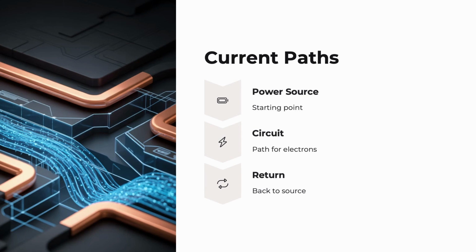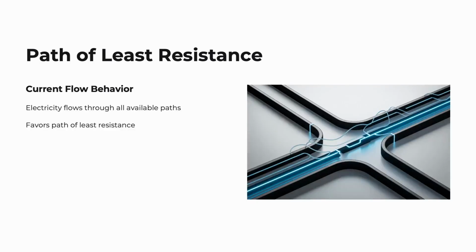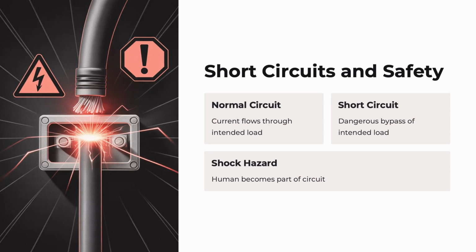Now, in the real world, electricity doesn't always flow a perfect path. Current will flow through any available conducting path, not just the one you designed, and it will favor the path of least resistance. When electricity finds a shortcut, say a wire accidentally touching another or an exposed conductor. This is what is called a short circuit.